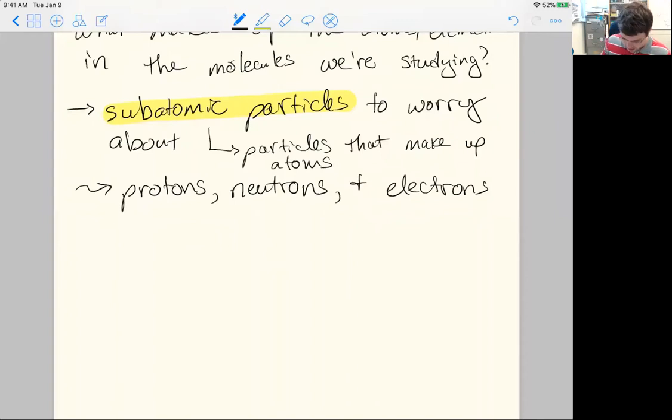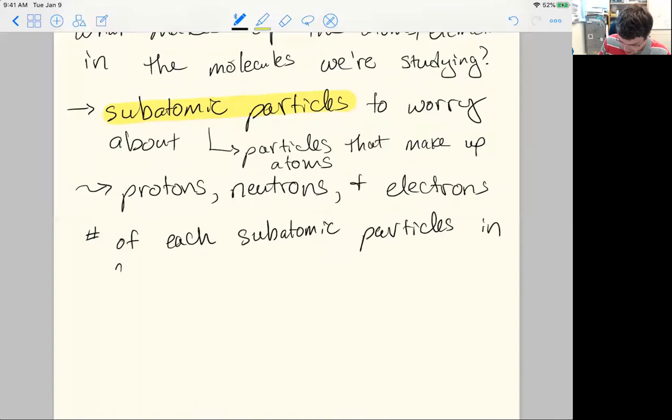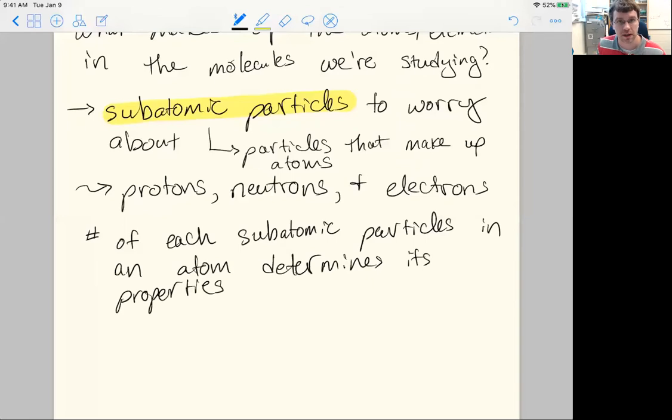So the number of each subatomic particle in an atom determines its properties. Simply by changing the number of each of these subatomic particles within an element, maybe just changing one, like just the proton count, or changing electron count, or changing all of them, will change greatly the properties of the element or the atom that you're studying. And so to really understand why this is the case, we should look at the properties of the subatomic particles.